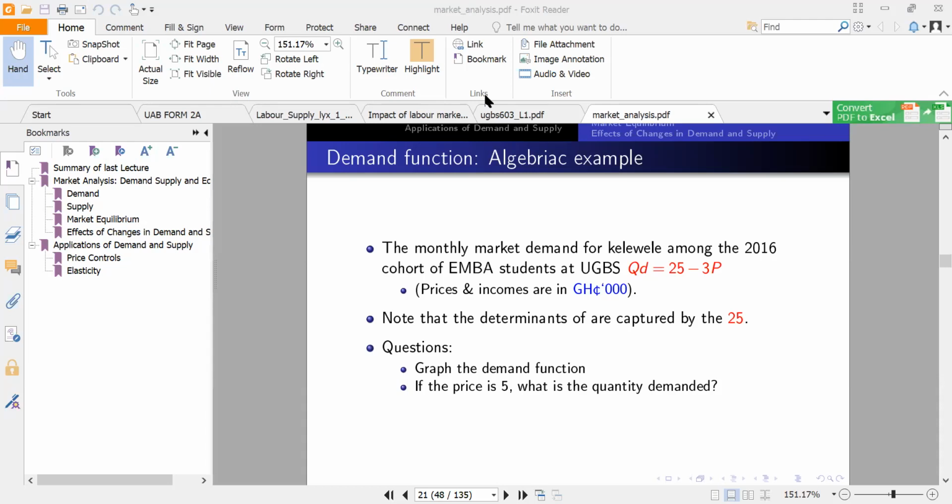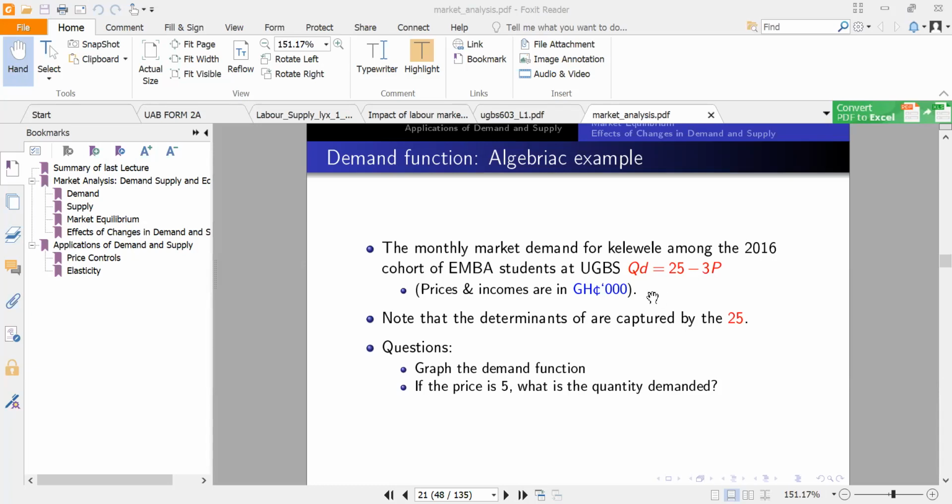Oh, I'm sorry. The monthly market demand. This is the relationship between price and quantity demanded. The coefficient here tells you by how much quantity demanded will fall if you increase price by 1 unit. If you increase price by 1 cedi, quantity demanded will fall by 3 units. So you can just plug in 25 minus 3 times 1.